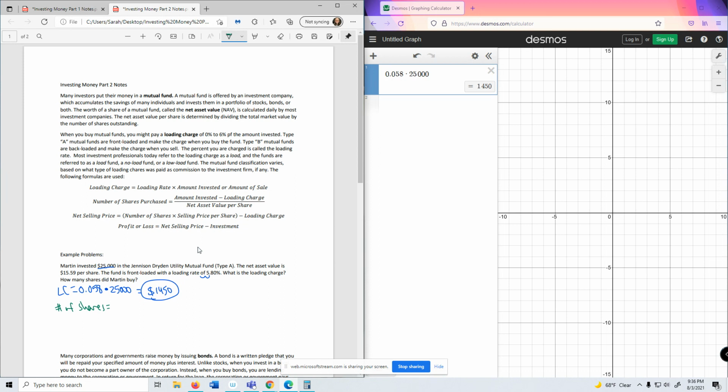It's the amount invested, which was $25,000, minus the loading charge, $1,450, all over the net asset value per share, which is in the problem. That's the $15.59 per share. So we're going to divide that by $15.59. We can do that all in Desmos in one step. First, use your division key to make a fraction, and then type in everything where it goes.